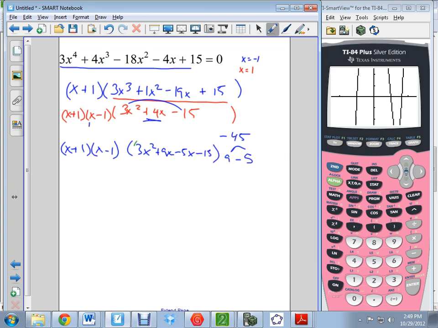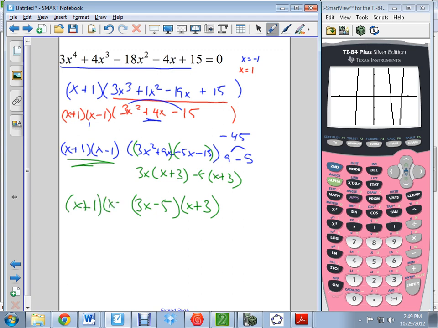So when I go through the grouping process, I'm going to go ahead and say 3x can come out, which will leave me with an x plus 3. -5 can come out, which will leave me with an x plus 3. And then that means this is going to factor into 3x minus 5 and x plus 3. Don't forget, we still have these factors out in front, x plus 1 and x minus 1. Now these are all linear factors, nothing else is factorable, so I can stop here, and that is the fully factored version of this problem.